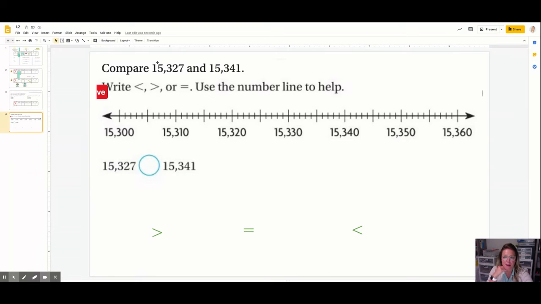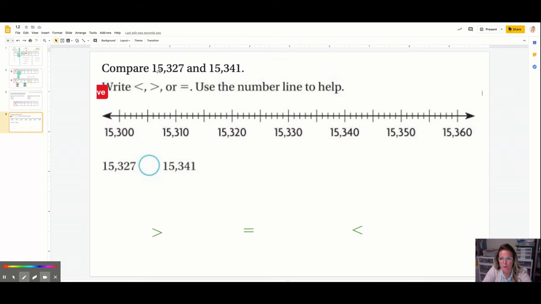So it wants us to compare 15,327 and 15,341. Just listening or reading these standard forms, I can already hear there's a difference, but I'm not sure which one's bigger, smaller, greater than, less than. So let's take a look. You can place these numbers onto the number line so you can visually see which one is greater than and which one is less than, or maybe they end up being equal. So let's take a look.